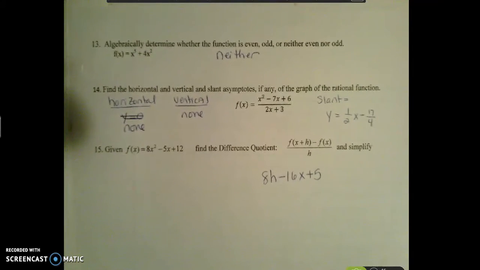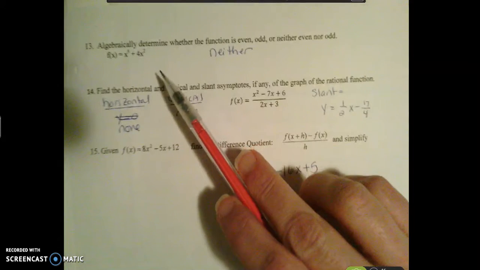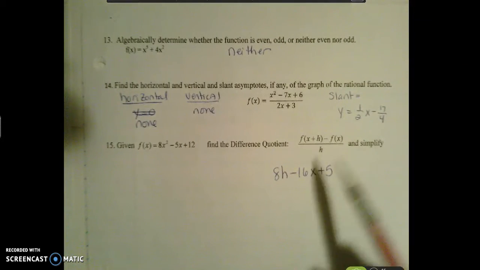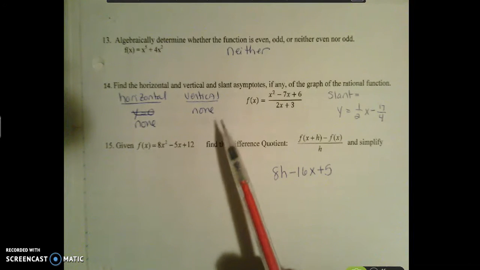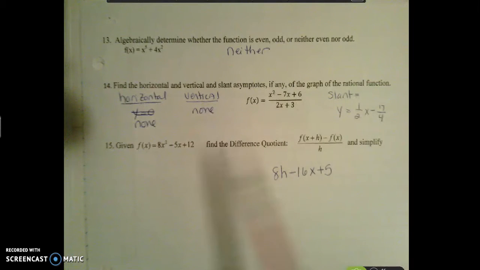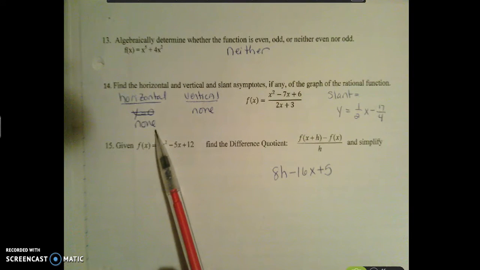Alright, determine whether the function's even or odd or neither. So remember, I'll show you the work in a second on that. You're substituting in negative x for the x values to figure out whether it's even, odd, or neither. Find the horizontal, vertical, and slant asymptotes if any of the following. So there's no horizontal asymptote.